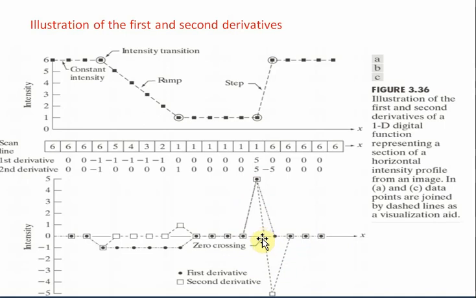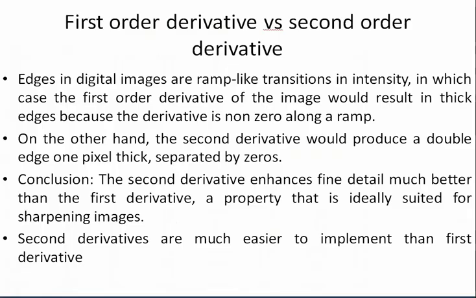So you may apply the first order derivative or the second order derivative to the particular image, and then you can get the resultant image with high transition values at the edges. If there are constant intensities, those values are de-emphasized. So first order derivative or second order derivative, which one is actually better? We will get the conclusion here.